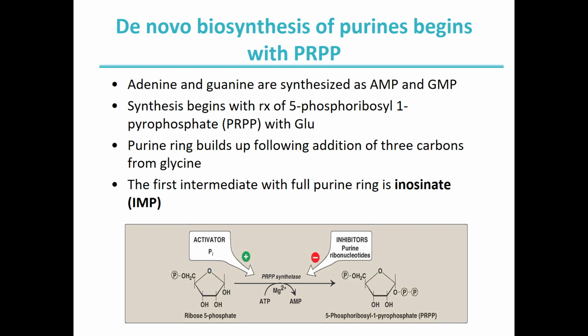All right, so we have our PRPP. We're ready to build our purines. With purine biosynthesis de novo, PRPP is going to be our starting product, our starting block. We're then going to build the nitrogenous base on the sugar, producing an intermediate of inosine monophosphate. And from there, we'll produce our AMP and GMP.